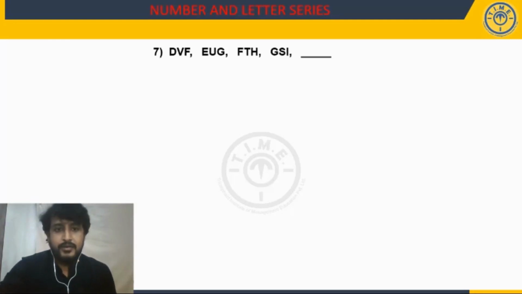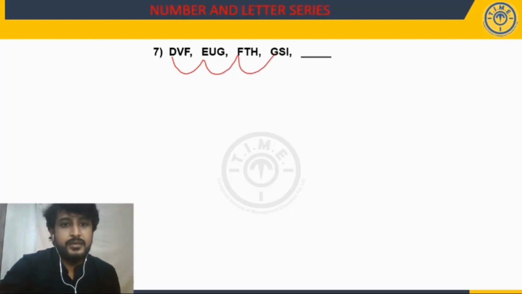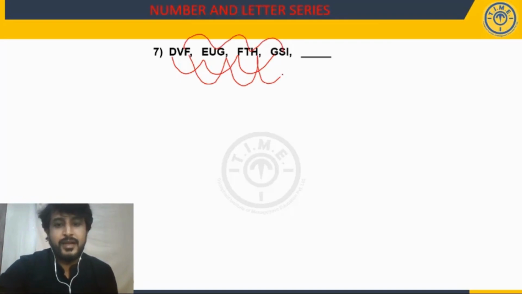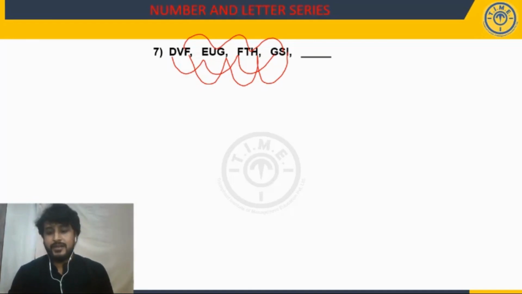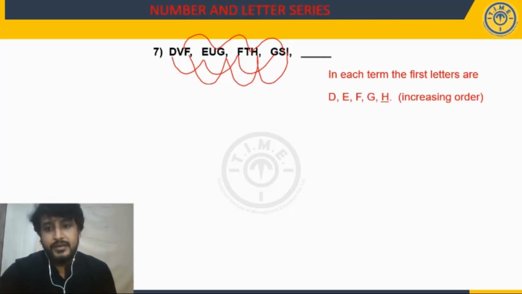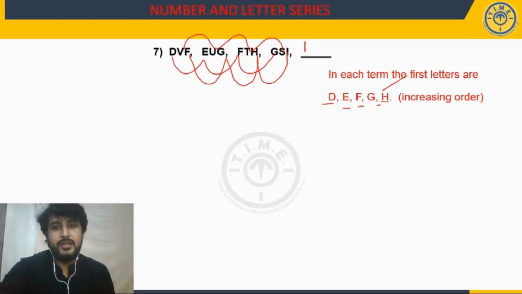Okay. Again, what are the first letters in each group? E, D, F, G. Now, what are the first set of letters? D, E, F, G. So consecutive letters. So next to G, H.